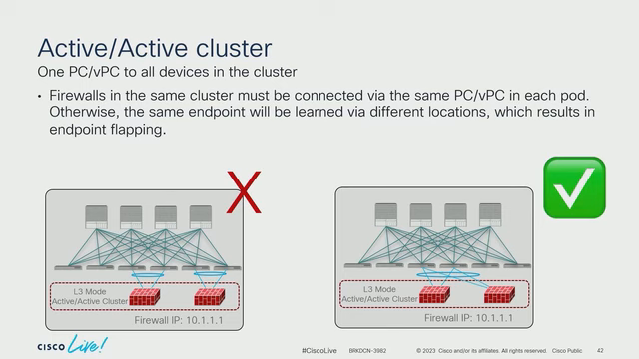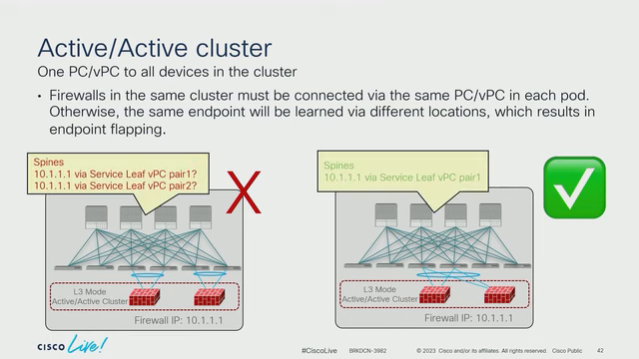So active cluster, I mentioned that it's one logical device. The reason is that if we connect them to fabric in different location, it means we learn the same IP from different location, that is flapping. So we must connect them as if it's one device. So instead of connecting them separately, you need to use one big port channel, so that we learn 10.1.1.1 through this port channel 1, for example.